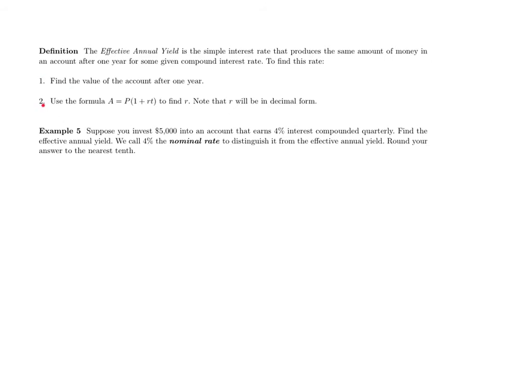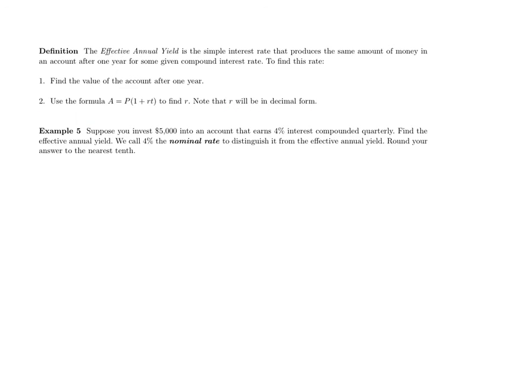Here's that process outlined in 2 steps if you're looking to find the effective annual yield. What you do is, given your compound interest rate and your account information, find the value of that account after 1 year. Then you can use the formula for simple interest to find the interest rate that will produce that same value. Recall that this was one of the definitions we had for simple interest. So effective annual yield is actually an interest rate, and it will be expressed in decimal form.